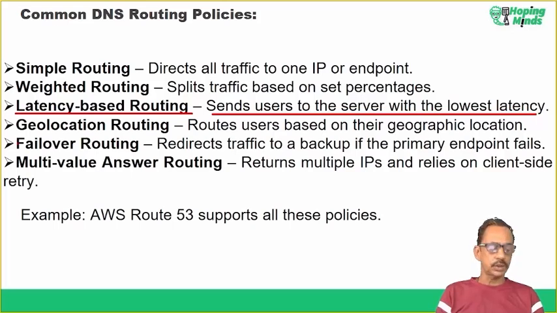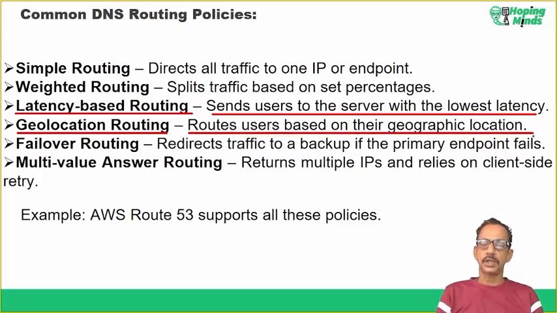Next is geolocation routing. Traffic is routed based on the user's geographical location. For example, if you search www.google.in in India, you get a faster response, closer to your geographic location, rather than from google.co.uk or any other location. So it forwards the traffic based on geographic location.